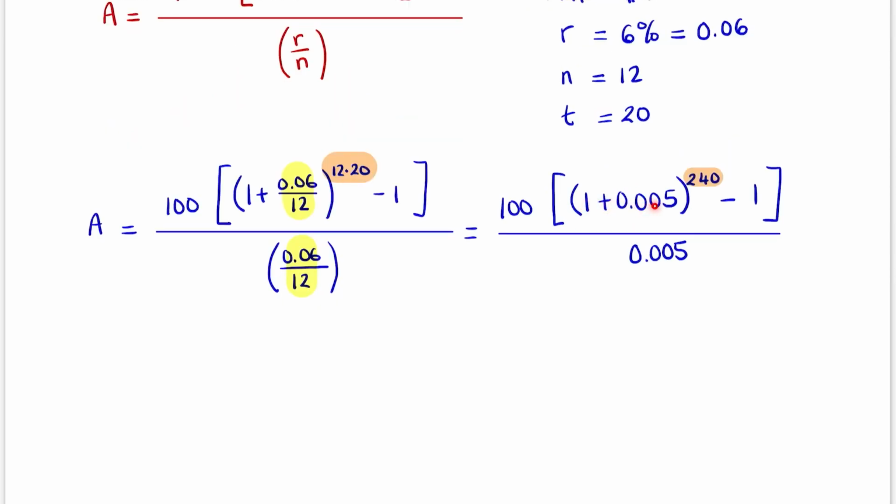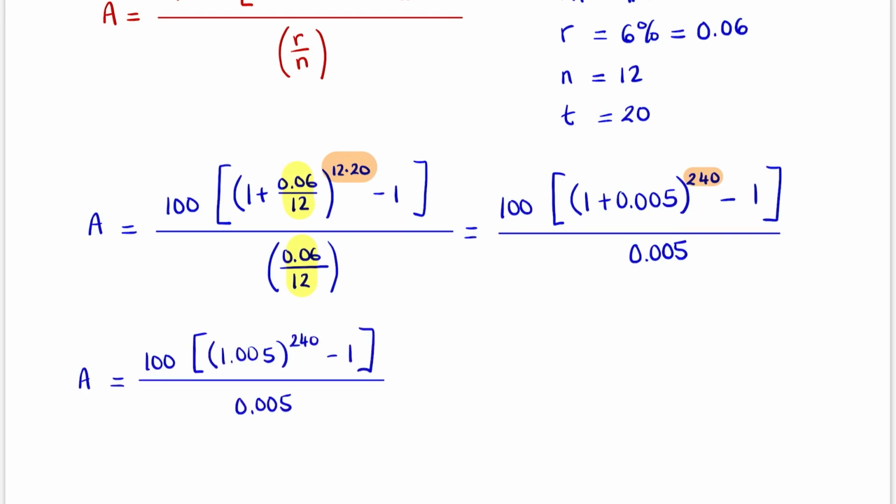Next, I'll take 1 plus 0.005. That makes it 1.005. And then I'll put this whole fraction in a calculator to get to my answer. So I will take 1.005 raised to 240 first, and then minus 1, and then take that, multiply by 100, and then take that divided by 0.005.